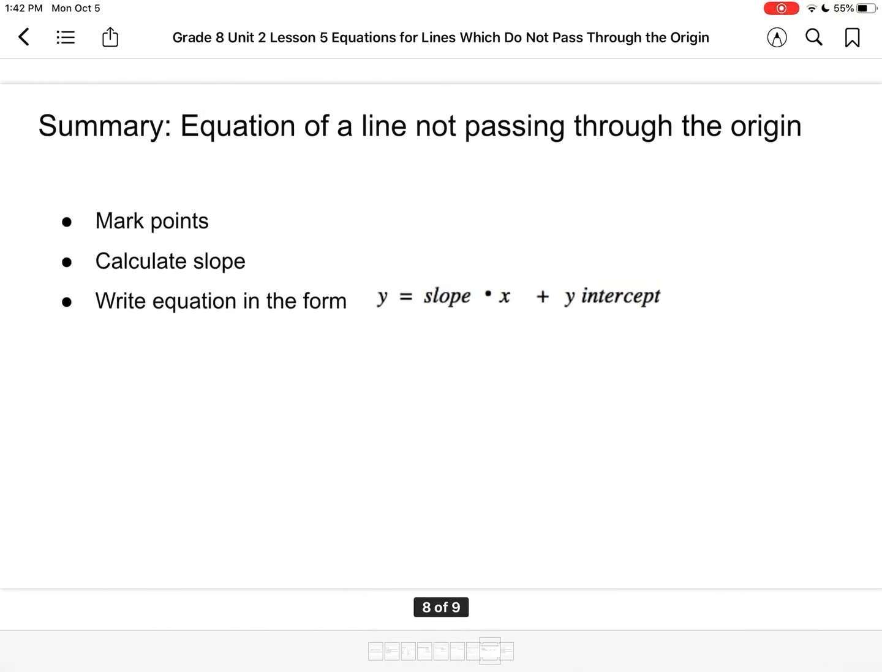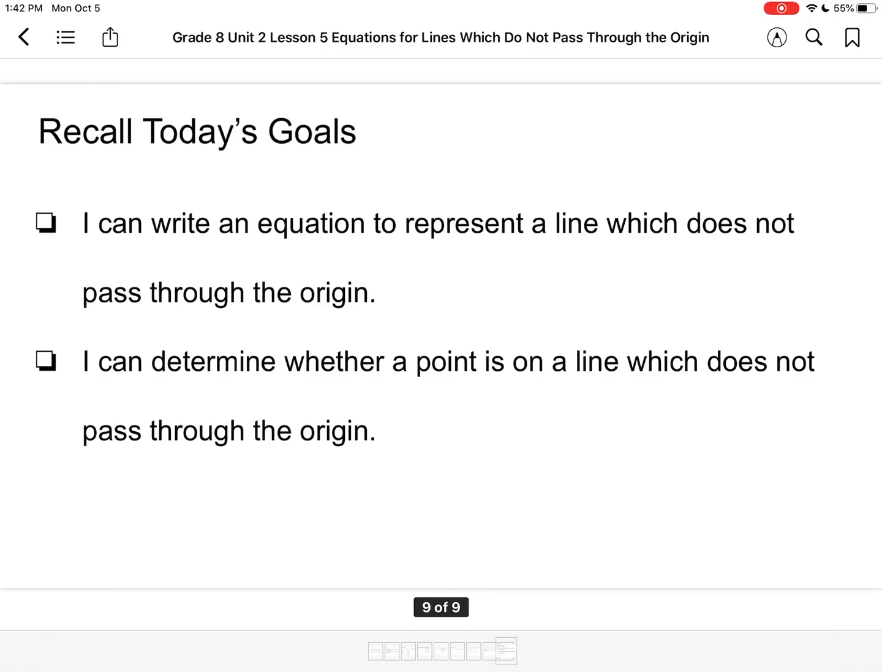So to summarize, I need to mark my points and calculate slope, and then I need the slope and the y-intercept, and write the equation in the form y is equal to the slope times x plus the y value of the y-intercept. So today you learned to write an equation to represent a line which does not pass through the origin, and you saw how to substitute x and y values from a point into the equation to see if that point could be on that line. And that's the end of today.